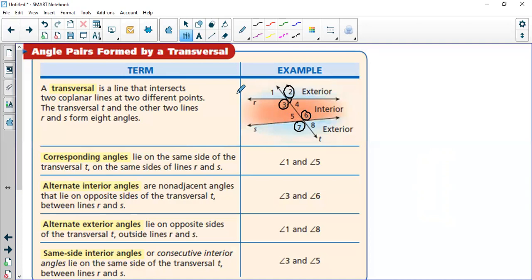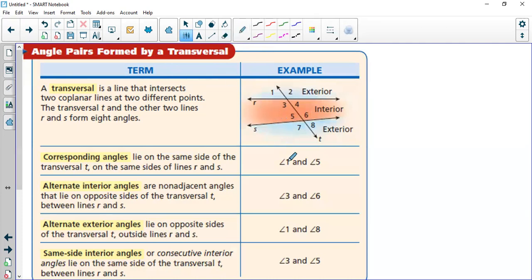The next set of angles which we learned was alternate interior angles. Alternate means alternative, and interior means inside. So we are only talking about these angles here, angles 3, 4, 5, and 6, and alternate means opposite, we could say. So angle 3 and 6 are alternate interior angles. In the same way, angle 4 and 5 are also alternate interior angles.